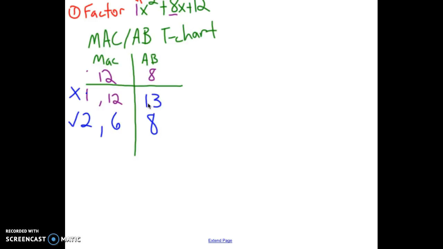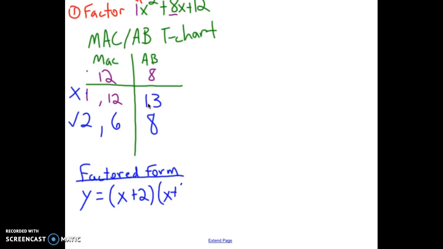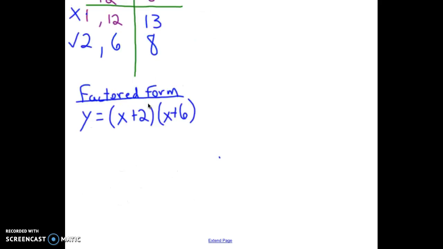So I'm going to then write it in factored form. This is very important to know as well. So I have y equals (x plus 2)(x plus 6). That's factored, and if you remember from the notes, I'm going to set both of my factors equal to 0 and solve. You have to get to this point. You have to be able to write it like that, with parentheses around both factors.